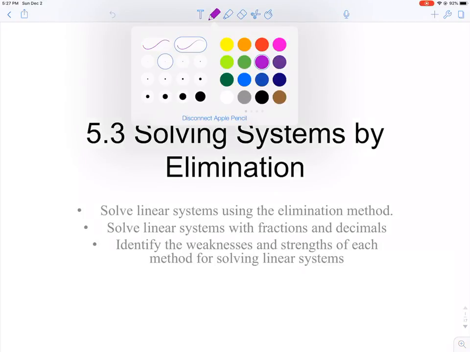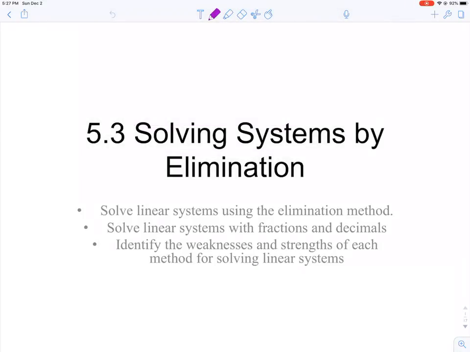Okay, so in section 5.3, we're going to be looking at our final method for solving linear systems, which is referred to as the elimination method, and you'll see why that is in a second. Your textbook calls this solving by adding, and you'll also see why elimination method is sometimes referred to as solving by adding. But I think it's more commonly referred to as elimination method, and I will be referring to this method as elimination method.